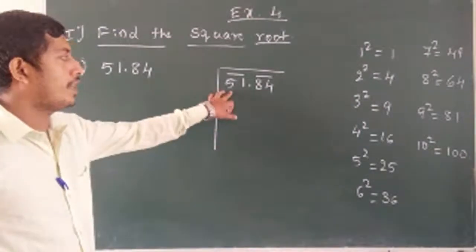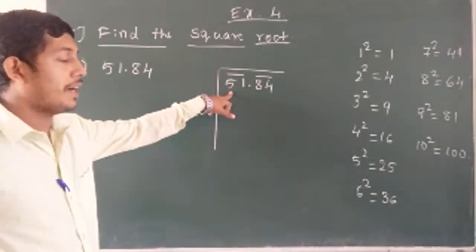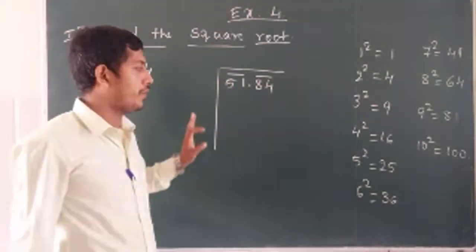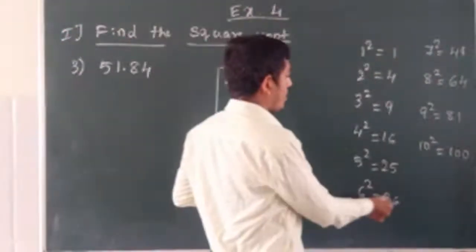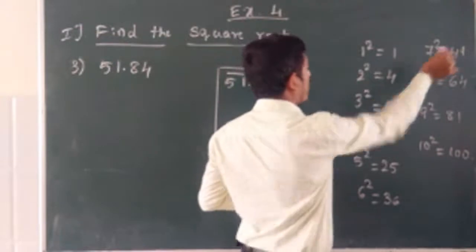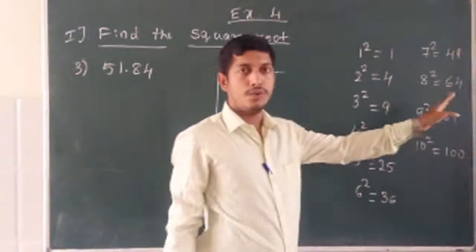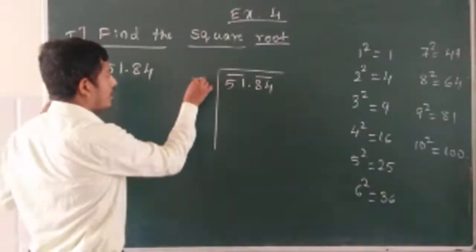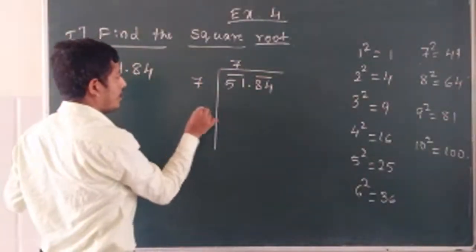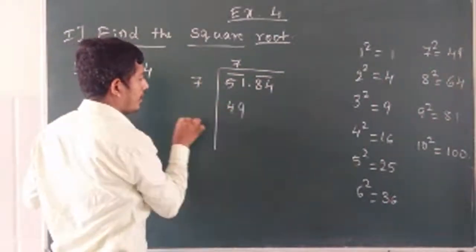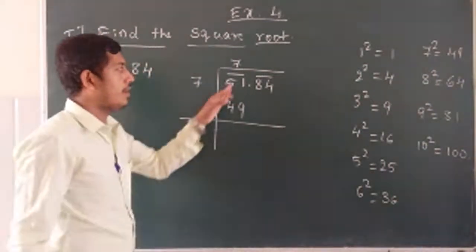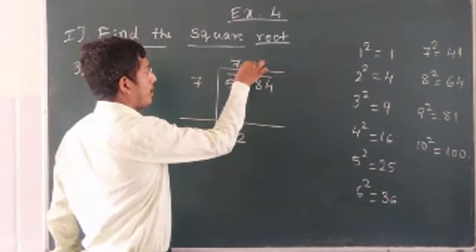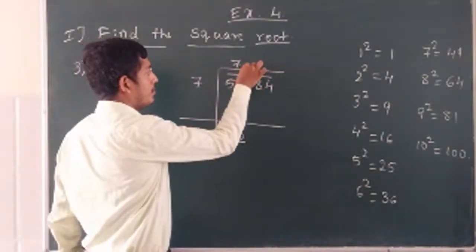Now we have to take the first pair, that is 51, and we have to find the perfect square whose value is less than and nearer to 51. That is 6 square is 36, 7 square is 49, 8 square is 64. So which is nearer? 7 square. 7 square is 49. 7 7s are 49. Now we have to subtract. 51 minus 49, it gives 2. Then we have to put one decimal point here.